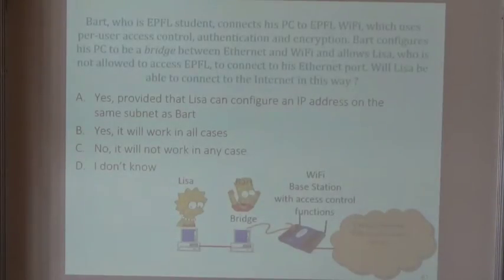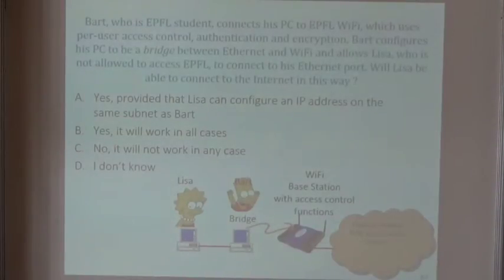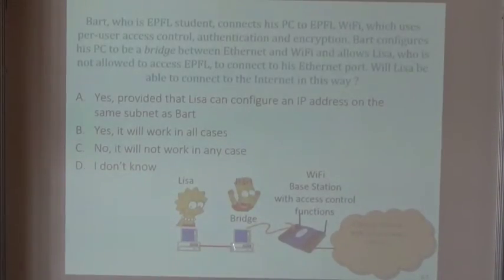The consequence of this is this quiz now, which I let you discover. So Bart is a legitimate EPFL student and wants to give access to his daughter Lisa. And because he took the course TCP-IP, he knows how to configure his PC as a bridge, and therefore would like to give access to Lisa. Will it work or not, or in some cases? I close in 5 seconds.